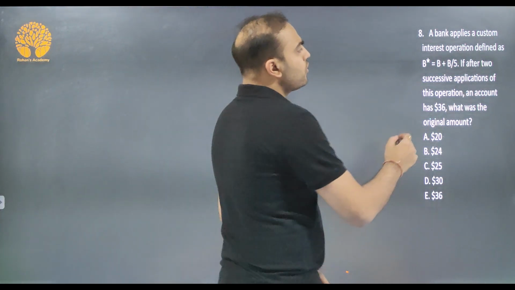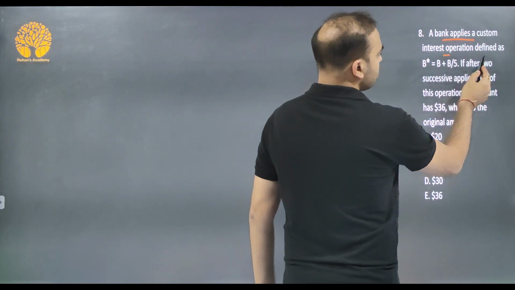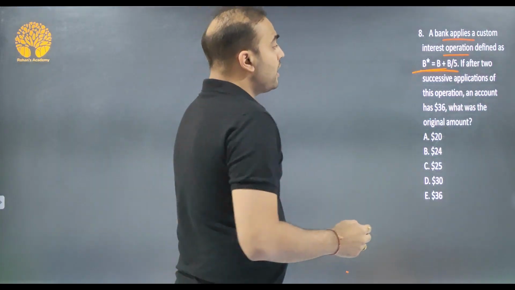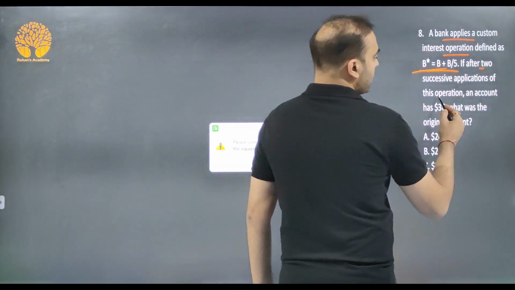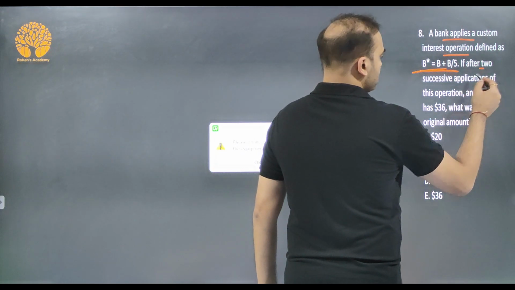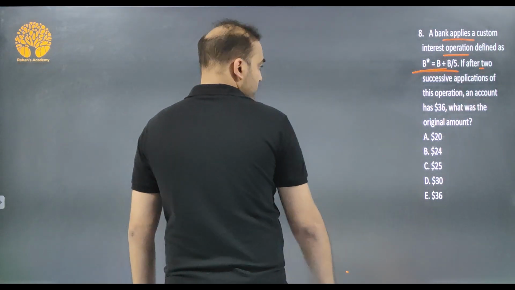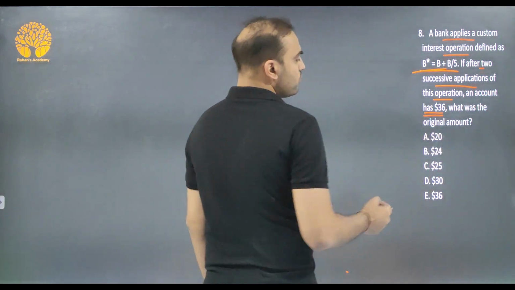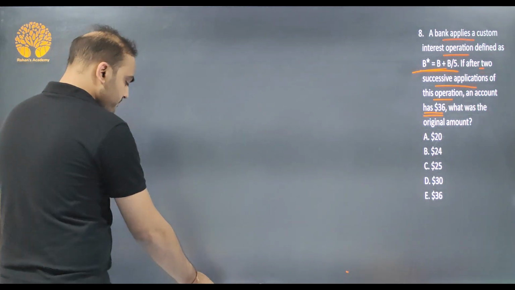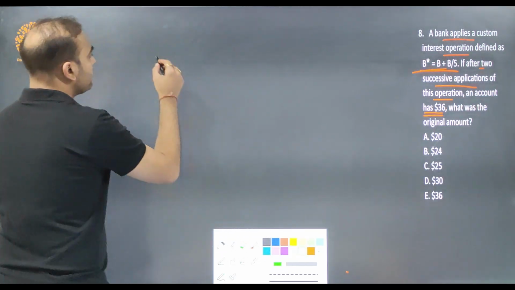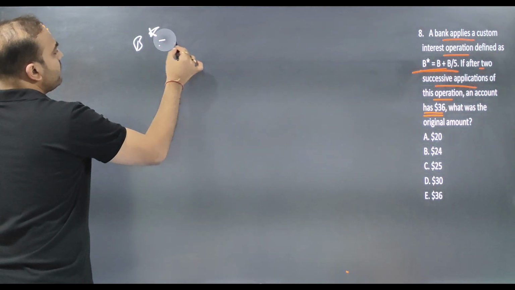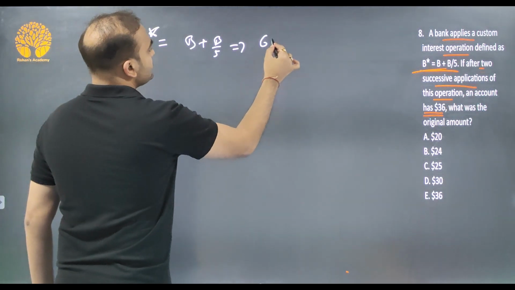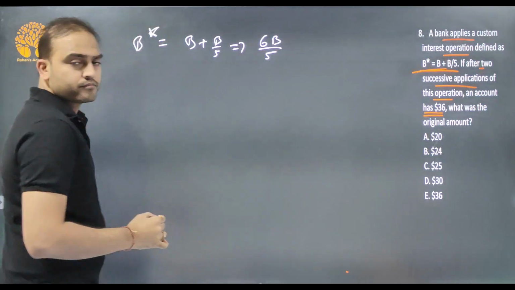Alright, so what do we know? The bank is applying a custom interest operation. B star is given as B plus B by 5. After two successive applications, the account has 36, and we need the original amount. First of all, let me simplify. This B star is B plus B by 5, that is 6B by 5, right?